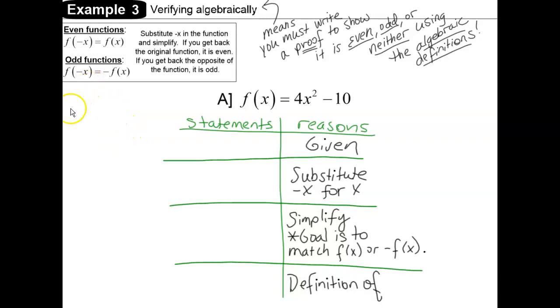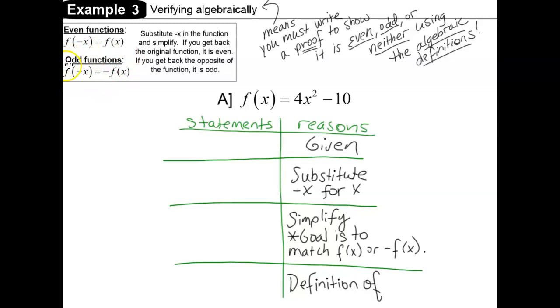In example 3, we're verifying algebraically whether functions are even or odd using their algebraic definitions. Okay, so to be an even function, this definition, f of negative x equals f of x, tells me to substitute in a negative x into the function everywhere I see x, simplify, and then if it's even, I get back the original function.